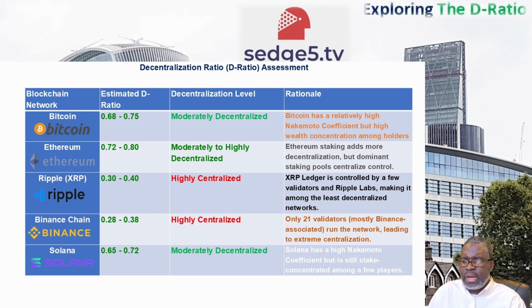They run the network, leading to extreme centralization. Next, let's move on to Solana, which has got a range of 0.65 to 0.72. Moderately decentralized, just like Bitcoin. Bitcoin maxis are not going to like this, are they? Solana has a high Nakamoto coefficient, but is still stake concentrated among a few players. Like I said, it depends which model you use. The D ratio, I like it because it combines all the other 4 models or tools. So Solana is moderately decentralized, just below Ethereum and within the same range as Bitcoin.